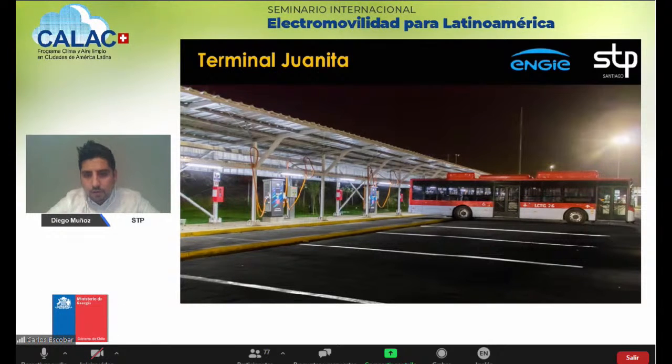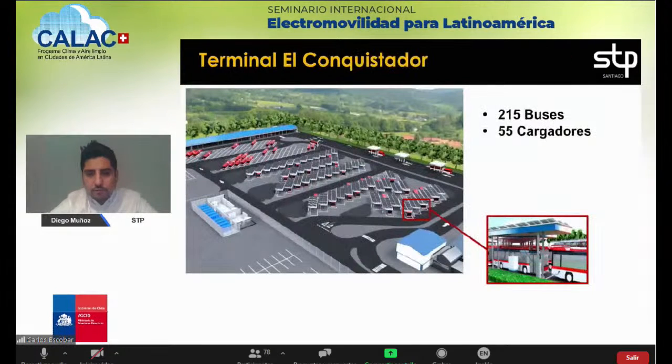So that was built by NG, and it was an agreement between NG and STP, and here you can see the chargers, right? This is a typical structure that is known in several parts of Santiago, Santiago de Chile.